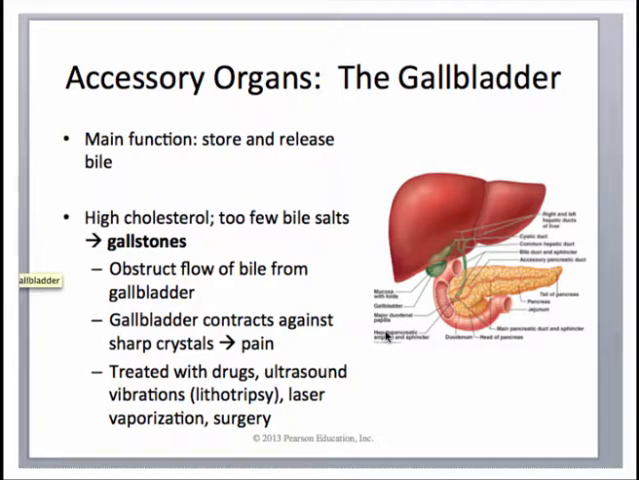Another important accessory organ is the gallbladder. The liver is what produces bile, but the storage and release of bile comes from the gallbladder. Gallstones, when those occur, mean there's very high cholesterol but too few bile salts. Gallstones really are kind of a crystallized form of that cholesterol. Not only does it impede flow of bile from the gallbladder, but when the gallbladder is contracting to release the bile, it's contracting against those very sharp crystals, which can cause a lot of pain. And this can be treated.